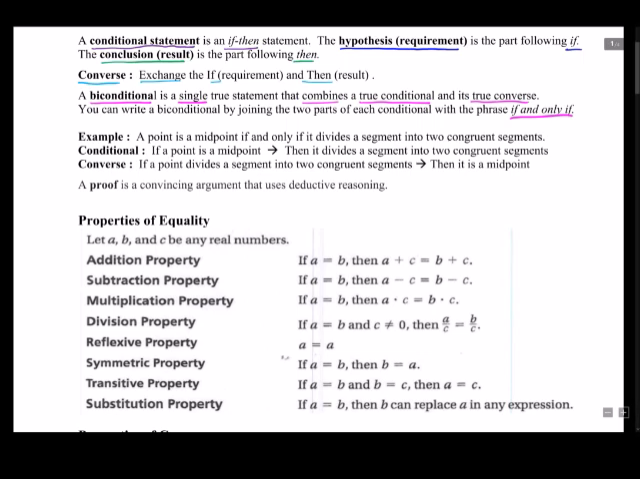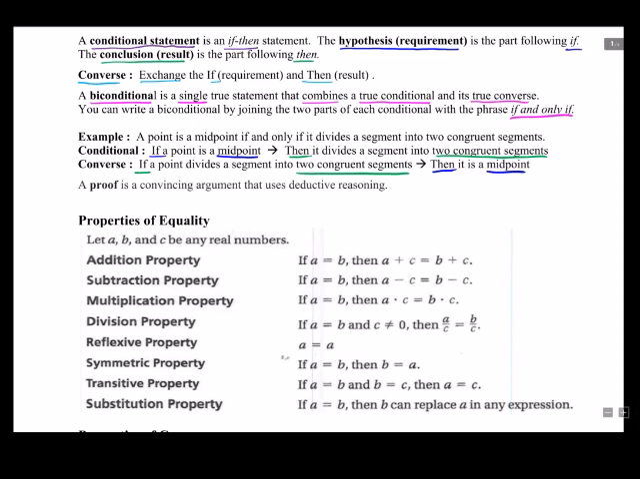Our conditional says if a point is a midpoint, then it divides a segment into two congruent segments. The converse takes our then and turns it into our if. A point divides a segment into two congruent segments. Then it is a midpoint.